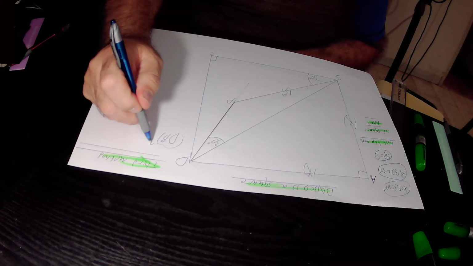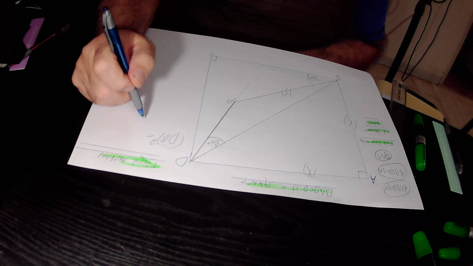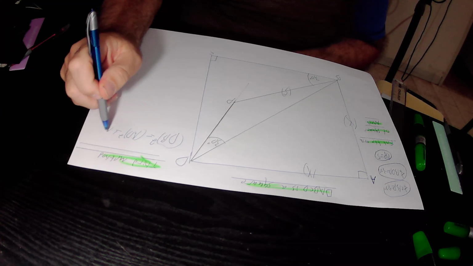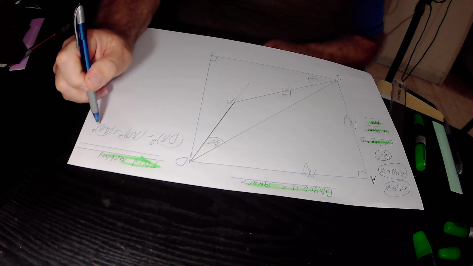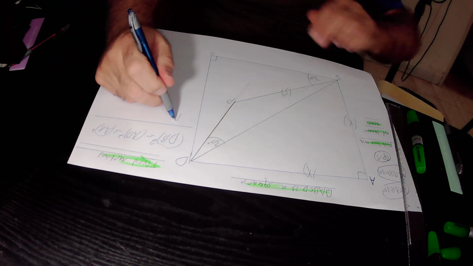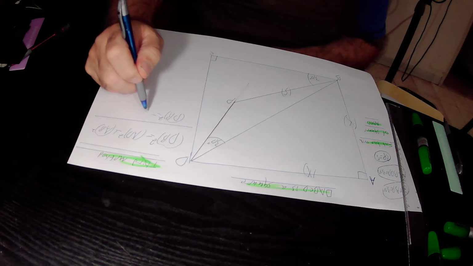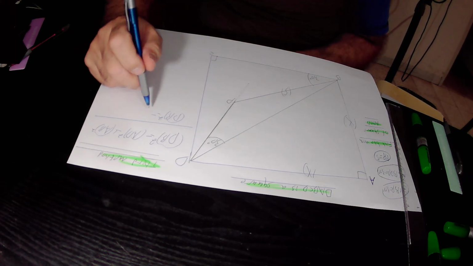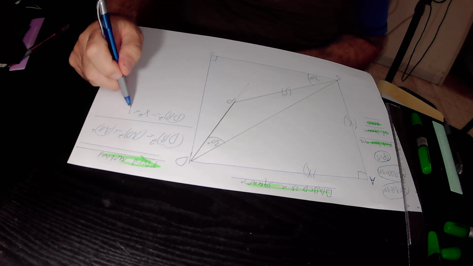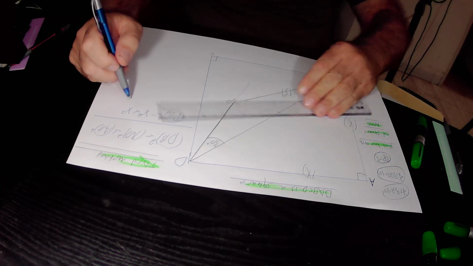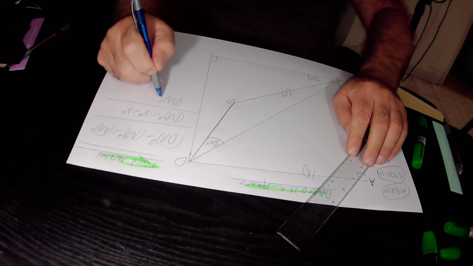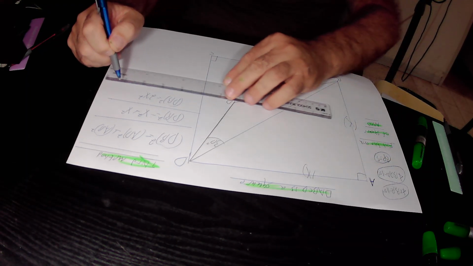So DB squared, the square of the hypotenuse, equals AD squared plus AB squared. DB, the hypotenuse, is the missing side, so leave it as it is: DB squared equals AD squared. AD is x, therefore AD squared is x squared, plus AB squared. AB is x, so AB squared is x squared. So in total, DB squared equals x squared plus x squared. x squared plus x squared is 2x squared. So DB squared equals 2x squared.